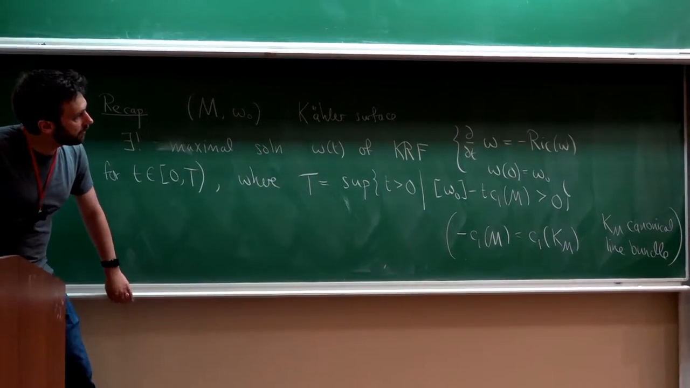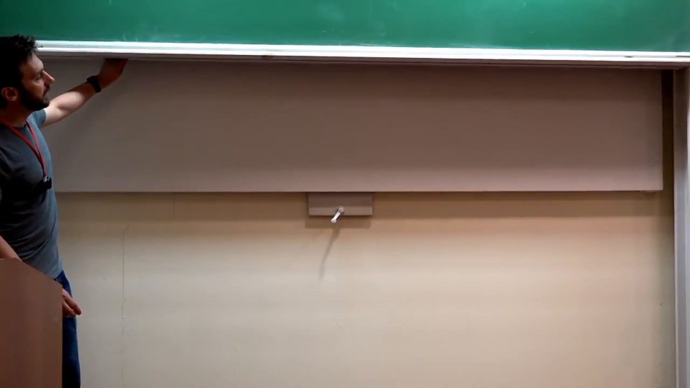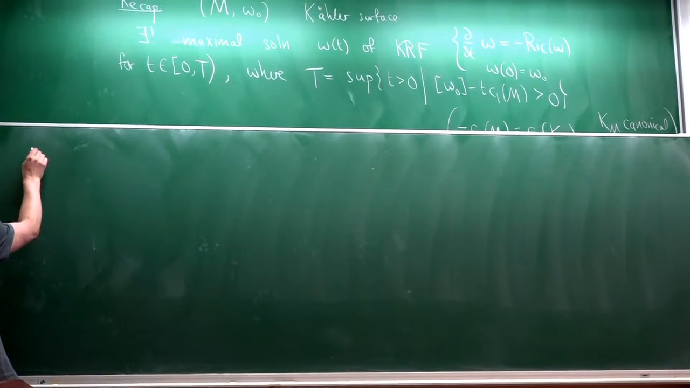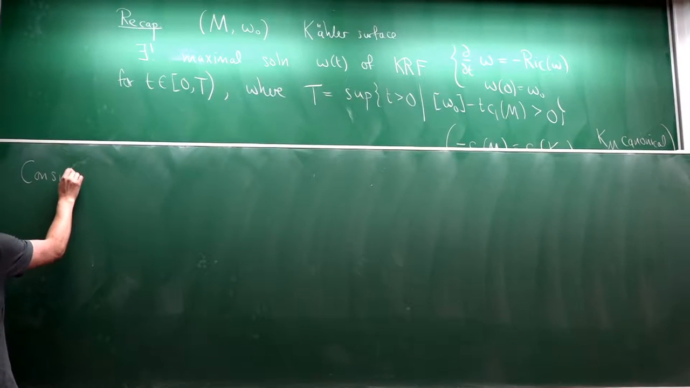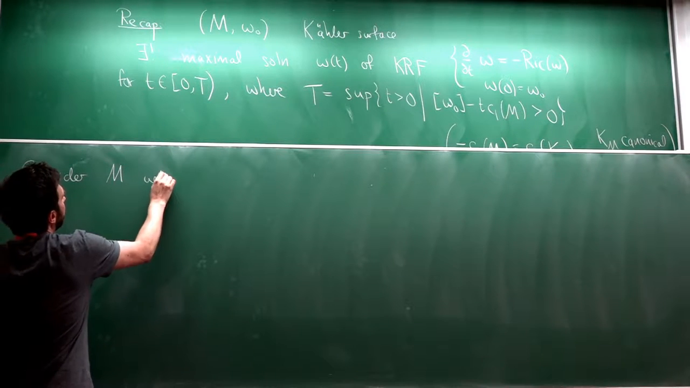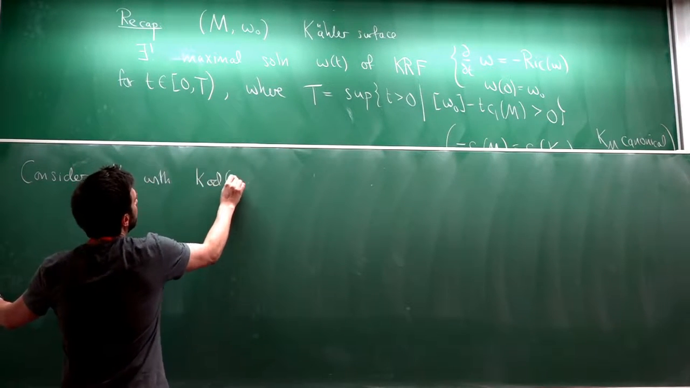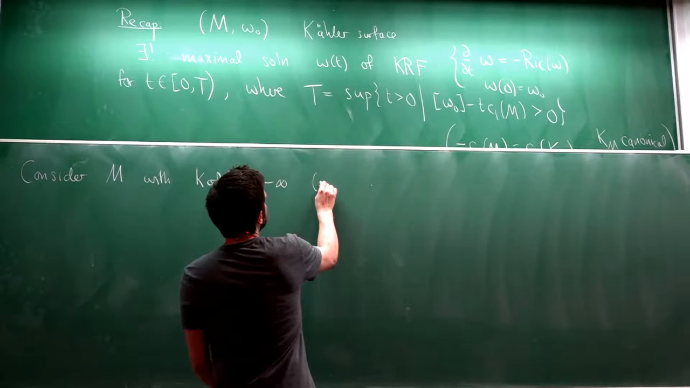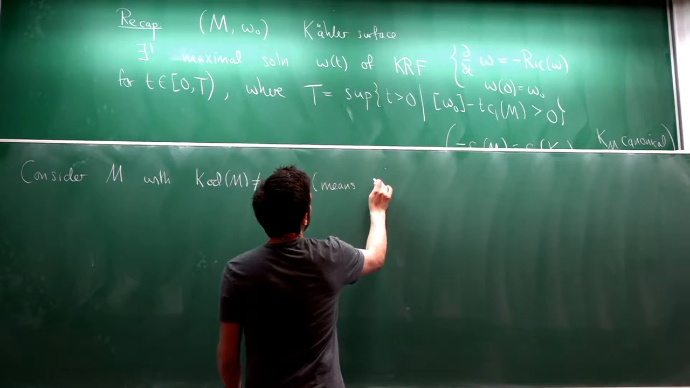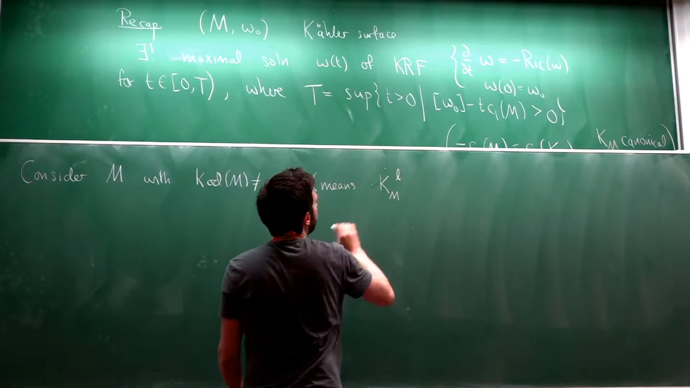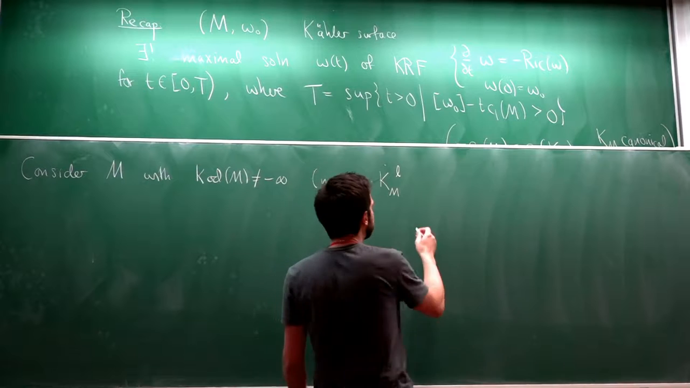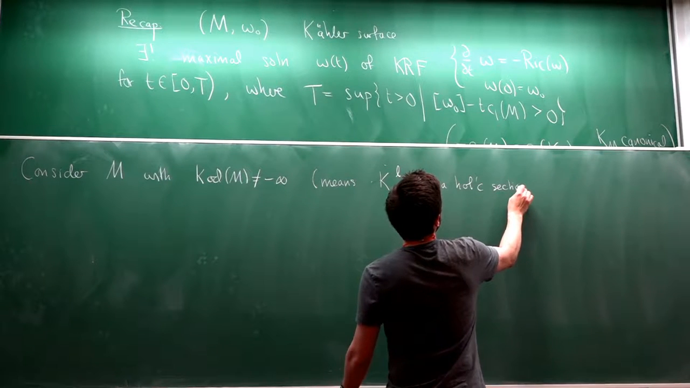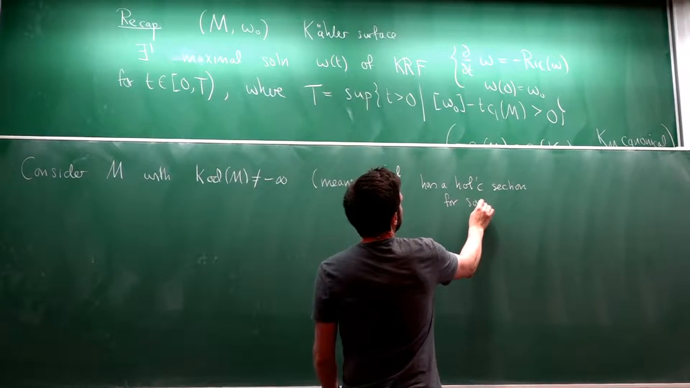So what I want to do today, here's my goal. I want to consider the following case. Consider M with the Kodaira dimension not equal to negative infinity. Let's recall, this means that if I take the canonical line bundle and raise it to some power L, then this has at least one global holomorphic section, for some L which is sufficiently large.